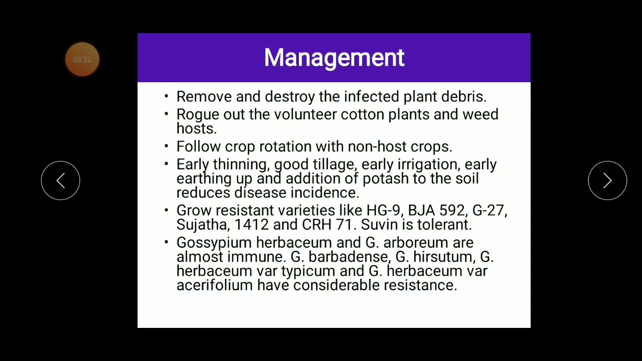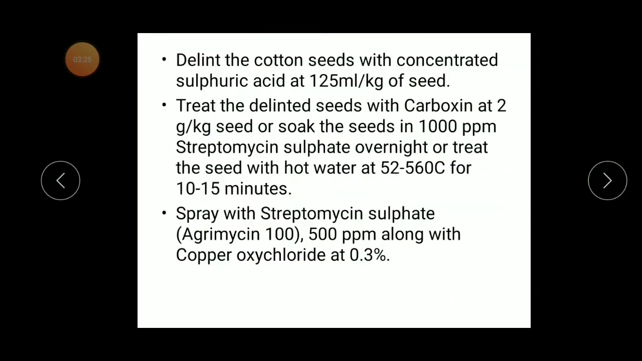So next one is, we can also use the following measures, like delint the cotton seeds with concentrated sulfuric acid at 125 ml per kg of seed. Next is, treat the delinted seeds with carboxin at 2 gram per kg seeds, or soak the seed in 1000 ppm streptomycin sulfate overnight, or treat the seed with hot water at 50 to 56 degrees Celsius for 10 to 15 minutes. Sorry, it is looking 0 after 6, but it is 56 degrees Celsius.